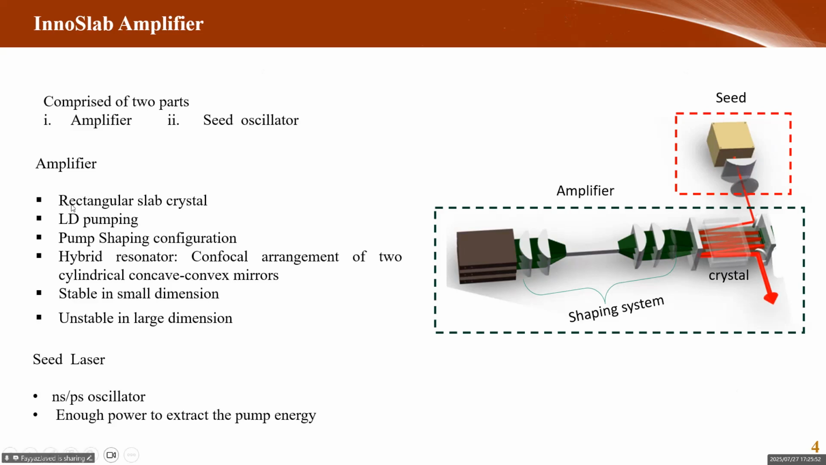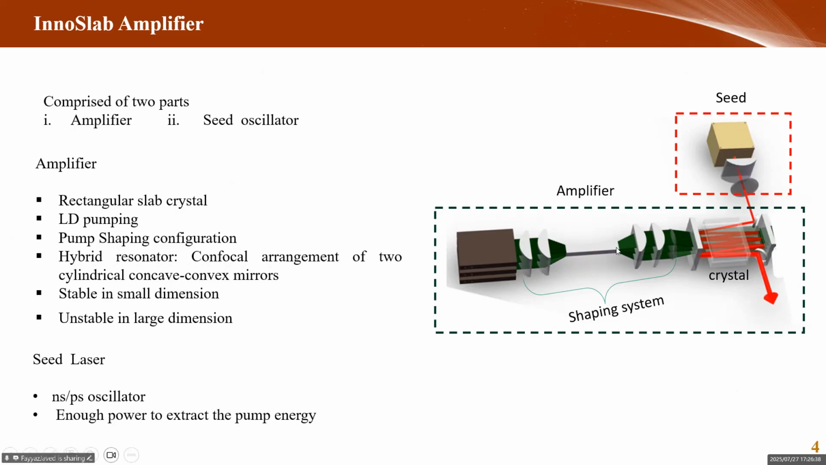So we have a rectangular slab crystal, laser diode pumping, and a hybrid resonator configuration with an arrangement of two cylindrical concave and convex mirrors. It can be a concave and convex mirror, a plane and convex mirror, or plane mirrors. But the point is to have good beam quality. If we use a stable resonator in the slab crystal, we wouldn't have good beam quality, because the output profile will match the profile of the slab crystal. So in the horizontal direction, we would most likely have a rectangular type of output.